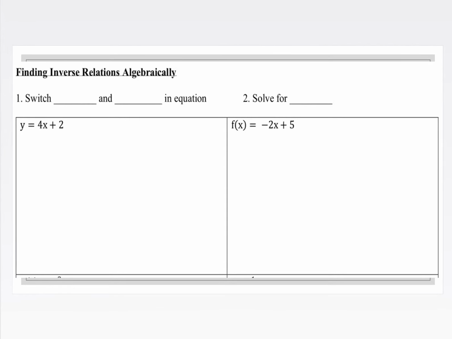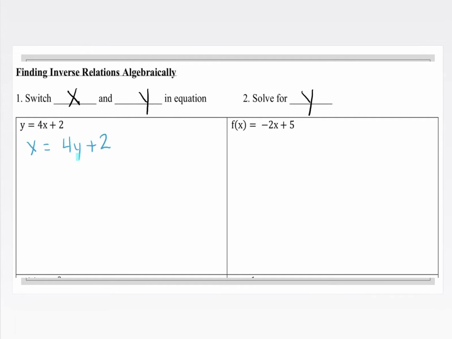So what we've learned in part 1, in order to identify inverses, what we're first going to do is switch the x and y variables in the equation. Then we're going to solve for the y variable. So in this example, we have y equals 4x plus 2. I'm going to first swap out my x and y, and this will change to x equals 4y plus 2. Now we want to solve for this y variable.